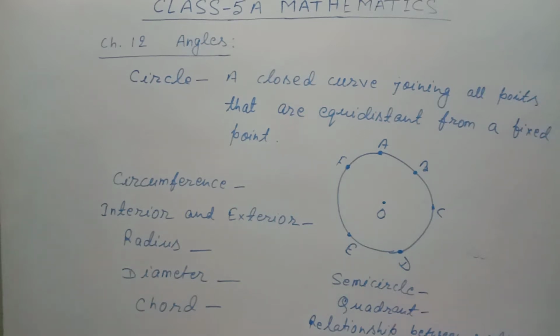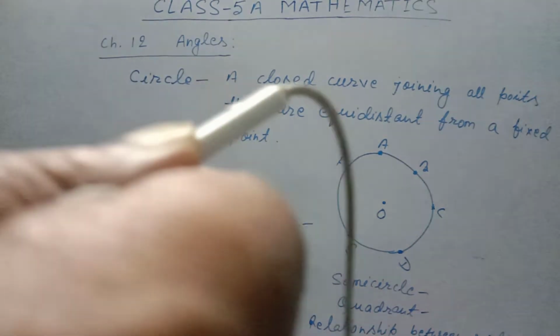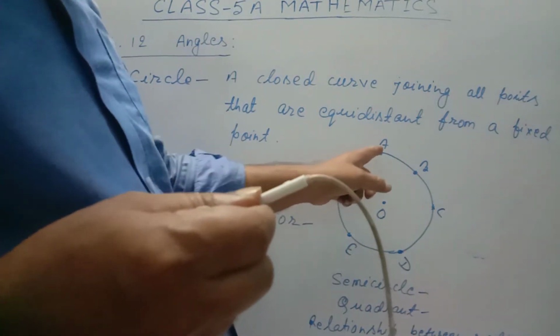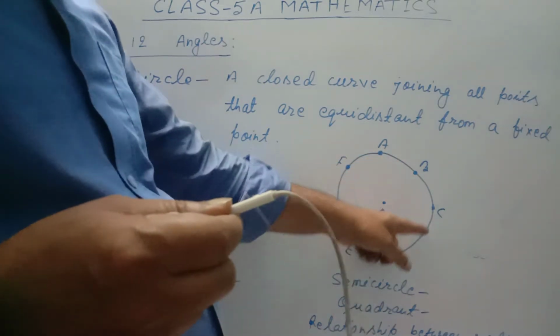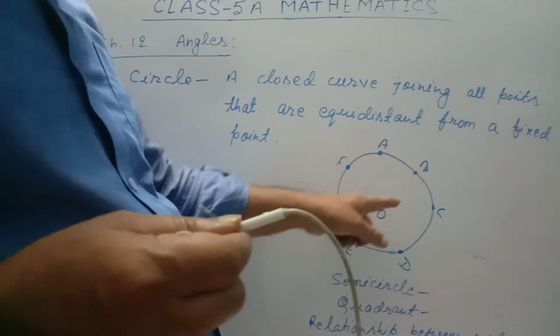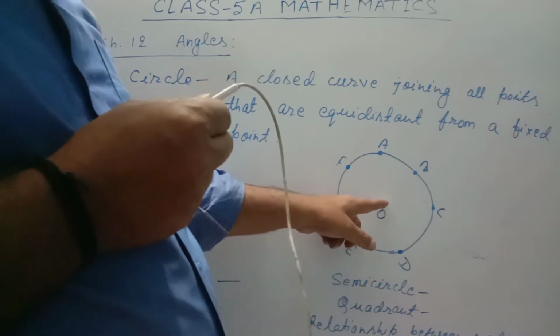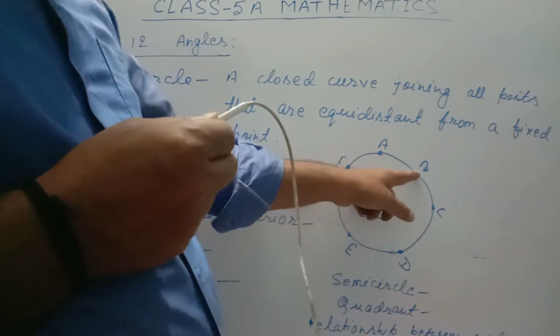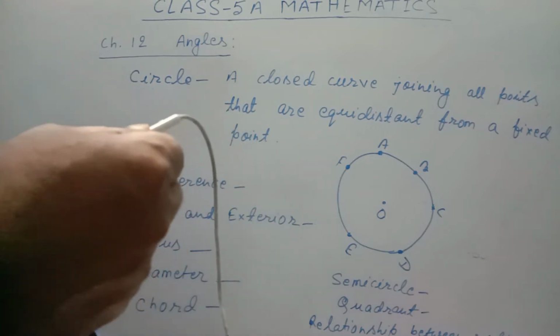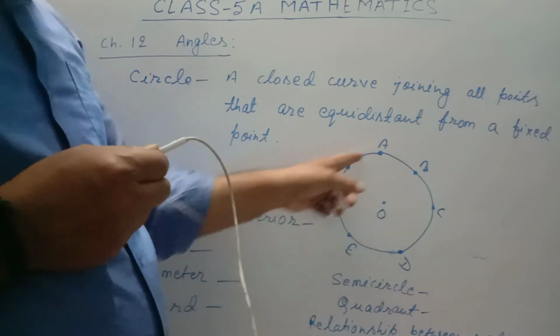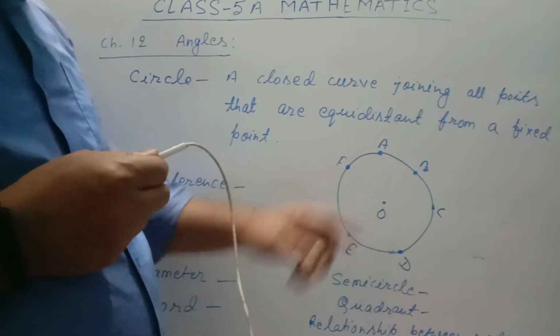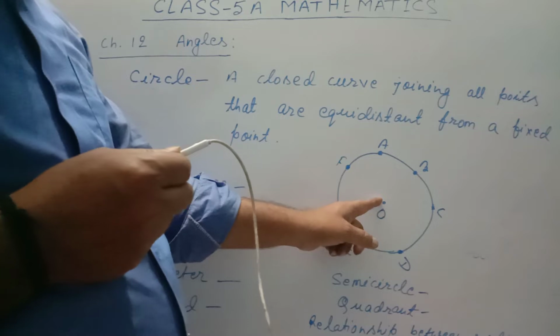Now my dear students, we are going to start one more topic, circle. What is a circle? A closed curve joining all the points that are equidistant from a fixed point. These are the points A, B, C, D, E, F. All these are on this closed curve, and all these points are equidistant from this point, meaning OA equal to OB equal to OC equal to OD and so on. This fixed point is called the center of the circle.